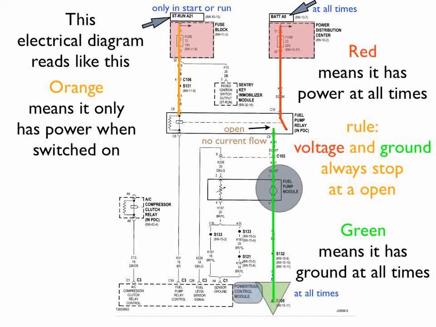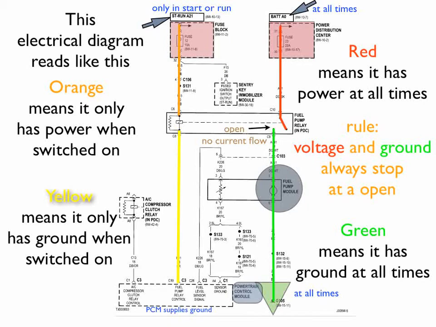Now look down here at the bottom. You see this dotted square. This is the PCM. If that were a solid square instead of dotted, it would mean it is all-inclusive, everything is in there. But the fact that it's dotted means there's actually more in this PCM than we're looking at. It is only displaying what we're concerned about in this diagram. We see that the PCM supplies ground for the fuel pump relay control. So we're going to color this yellow.